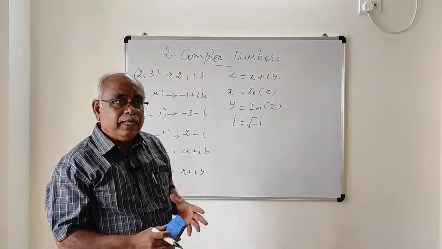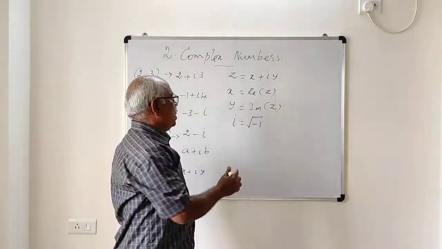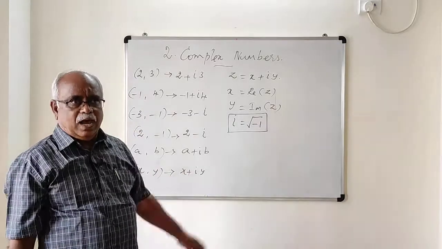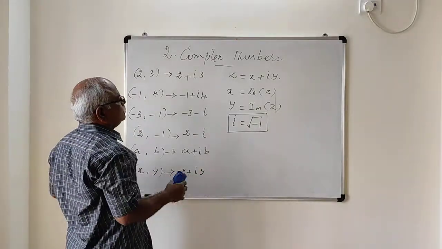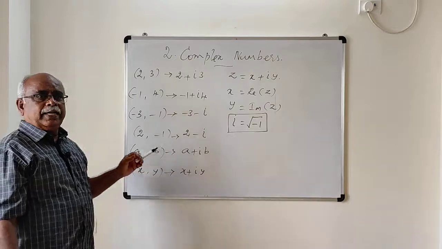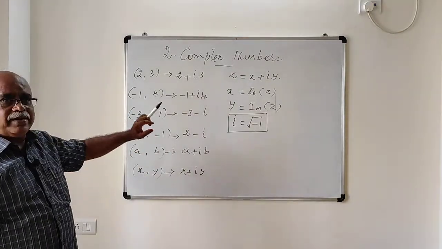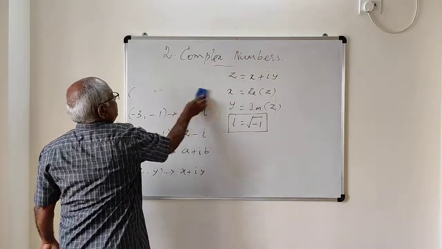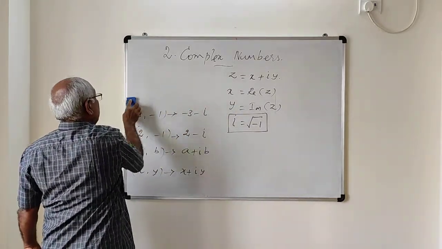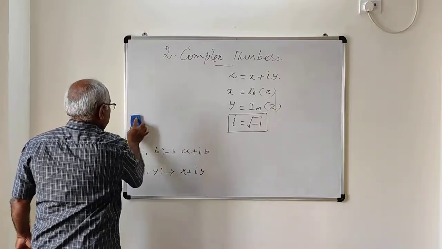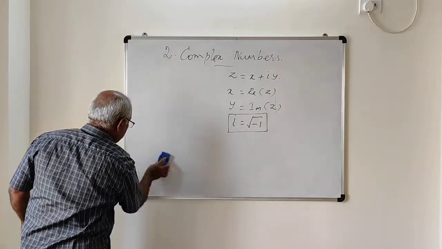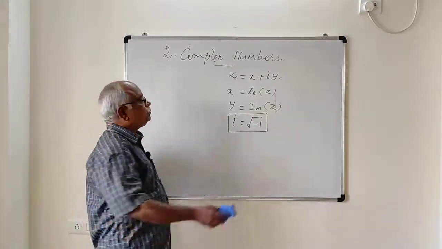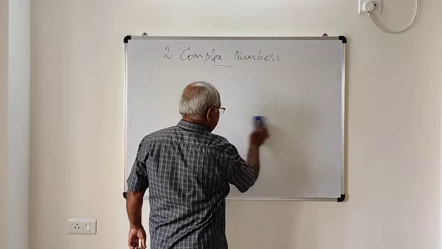Now we will see how this i is square root of minus 1, how it comes, how we derive it. I hope this is the definition. I hope you understand this is the definition of complex number. And z = x + iy is a general form of the complex number. And now we are going to see how to get this i as square root of minus 1. We will see. Okay?